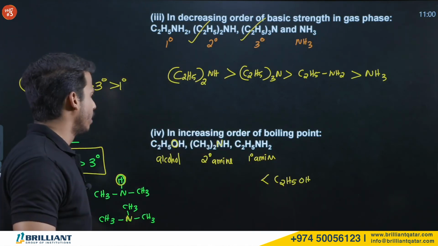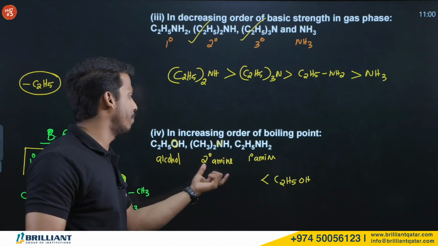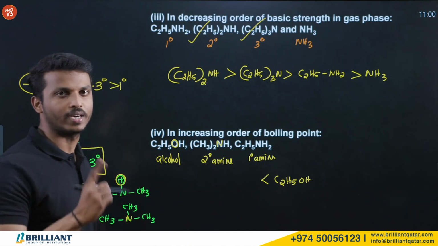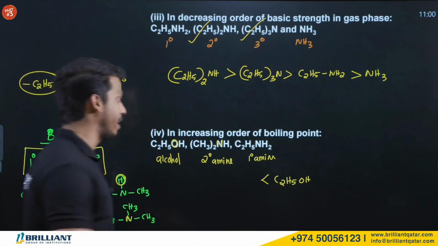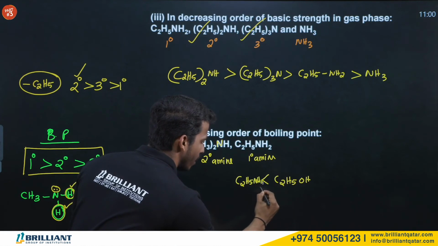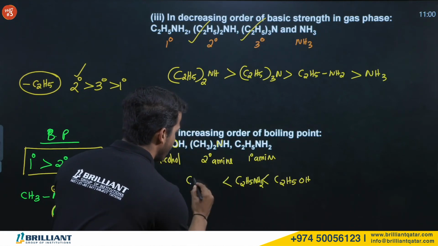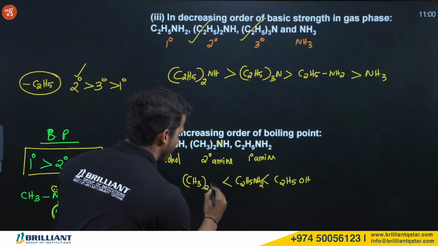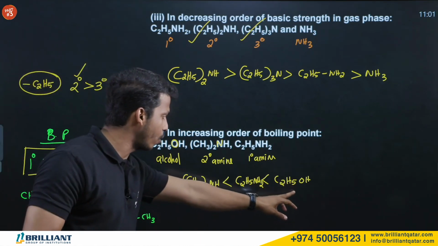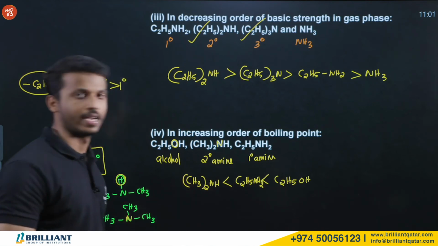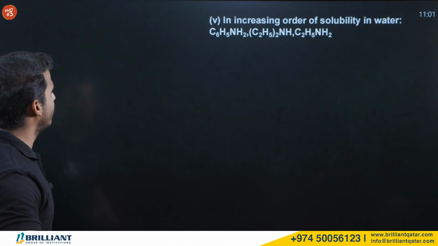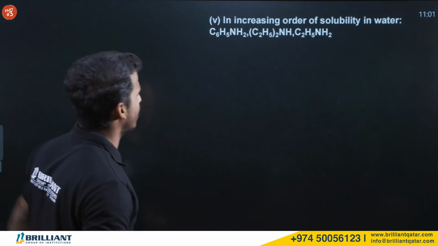After that, the second compound is a secondary amine and the other is a primary amine. Primary amine has greater hydrogen bonding, therefore C2H5NH2 has greater boiling point, then (CH3)2NH. So the greatest boiling point is for alcohol, then primary amine, then secondary amine. Clear? Then the next one, the last question.